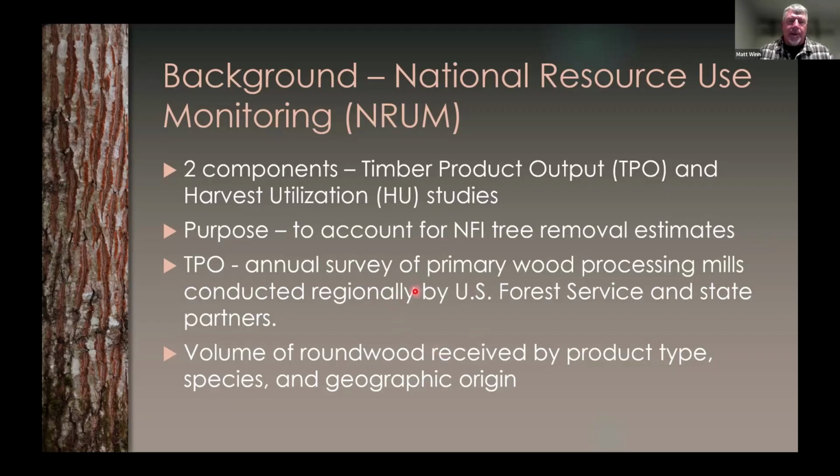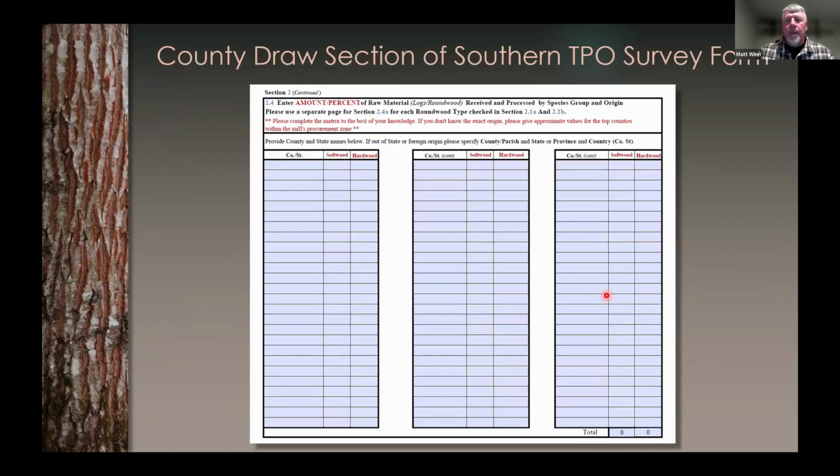We collect various pieces of information from these surveys, but really the key piece of information that we're after is the volume of roundwood that's received by product type, species, and geographic origin. So we want to know how much wood the mill's bringing in, what products they're making, and where that wood is coming from. One of the things that we collect is the total volume of roundwood being brought into a mill. In addition to that, we want to know where that wood is coming from.